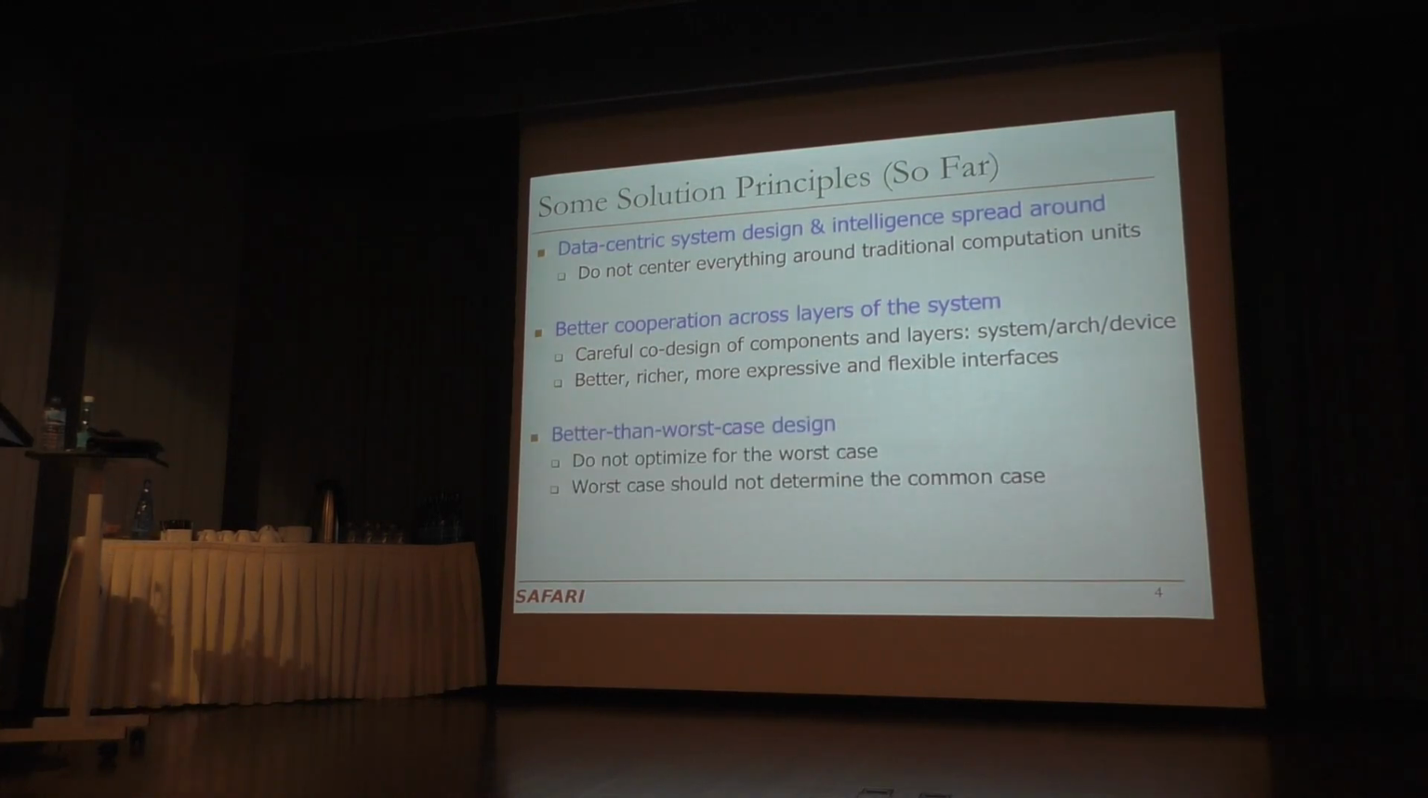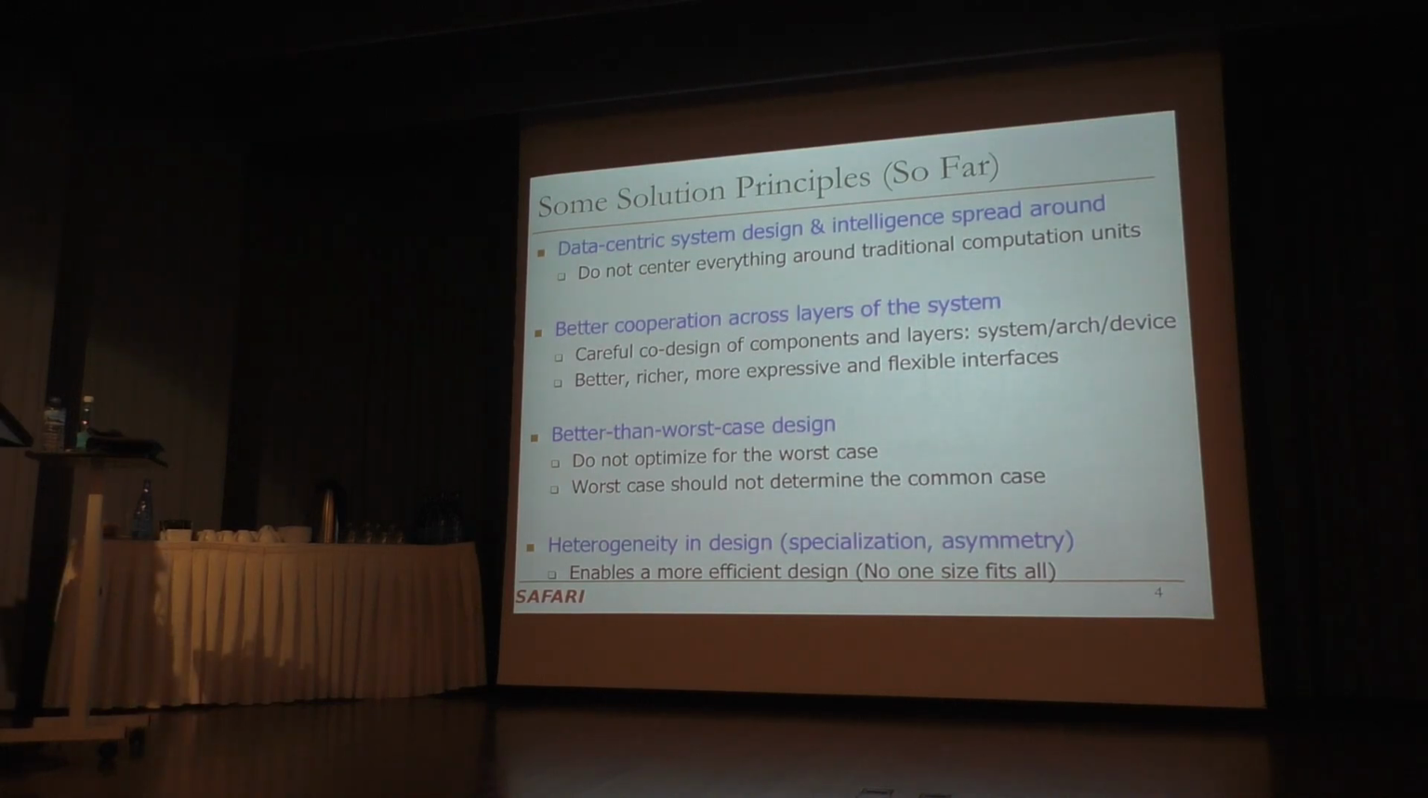I think the other principle is obvious, maybe better than worst case design. Essentially, in memory today, a lot of things are optimized for the worst case. And worst case is determining the common case today. I mean, we know in processors that this should not be the case, but in memory we should really do it more aggressively.